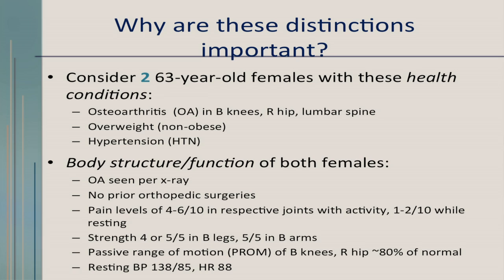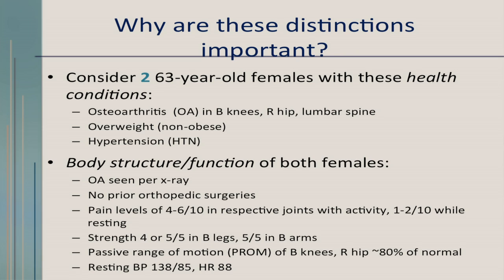If we look at these two ladies at the body structure and functional level, we can see that they have had their osteoarthritis diagnosed by X-ray. They've had no prior orthopedic surgeries. They report pain levels of 4 to 6 out of 10 in respective joints affected with the arthritis with activity, such as walking, but only a 1 or a 2 out of 10 while resting. At this time, they demonstrate strength of 4 or 5 out of 5, which in layman's terms would translate into good or normal strength in both legs, and 5 out of 5 or normal strength in both arms.